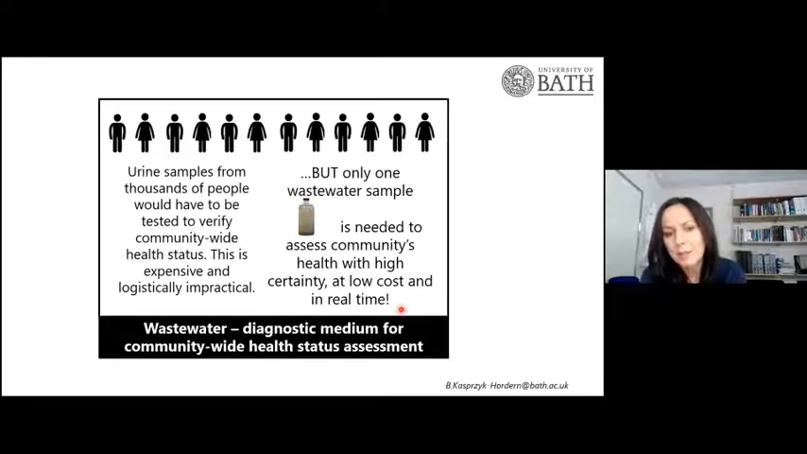Again, there are massive limitations to WBE, and I could never say that WBE is going to solve all our problems. It's a diagnostic medium for community-wide health status assessments when we look at wastewater. But we can't identify individuals. We can't differentiate between sex, age, or co-exposure to various different chemicals.